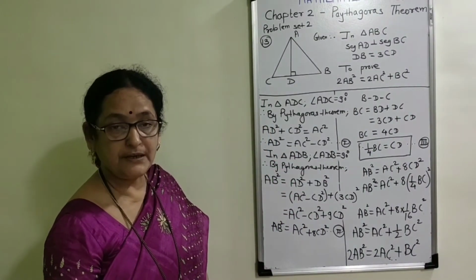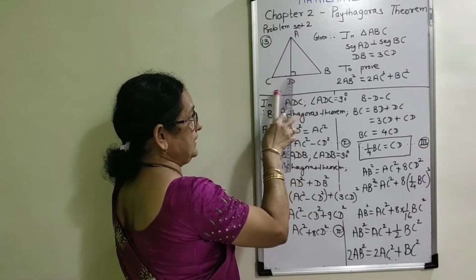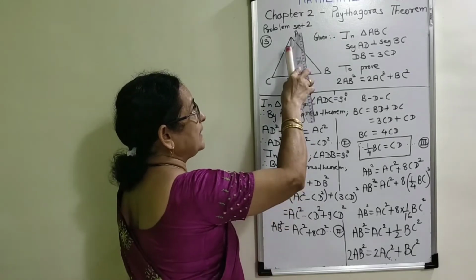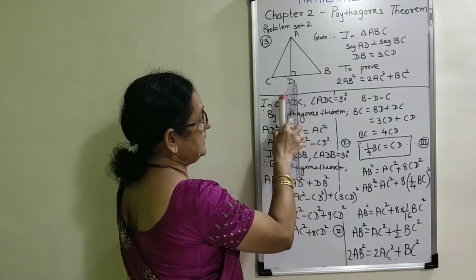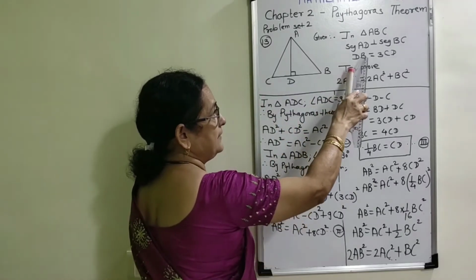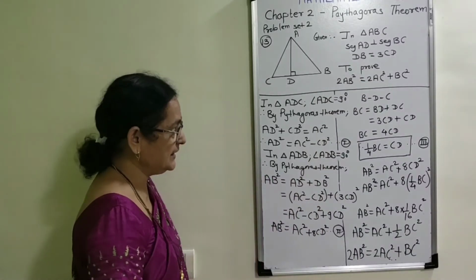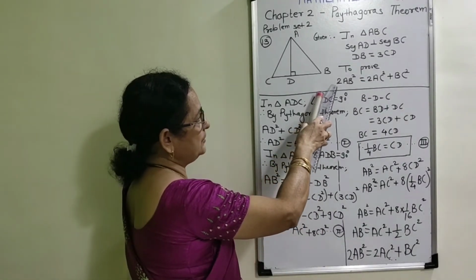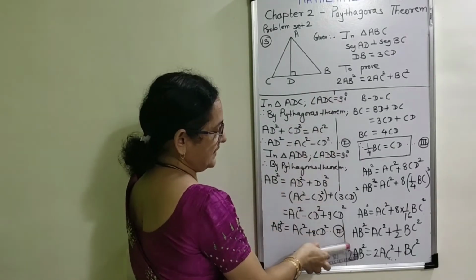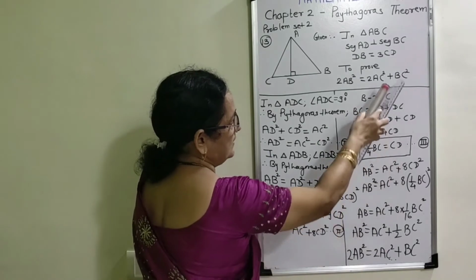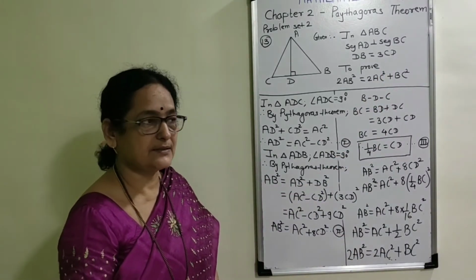I am going to repeat in short. Here apply Pythagoras for smaller triangle ADC. Then apply Pythagoras for triangle ADB. Also use this betweenness B-D-C and the given expression that BD or DB is equal to 3CD. And then you will reach up to the given statement which you are going to prove, that 2AB square is equal to 2AC square plus BC square.